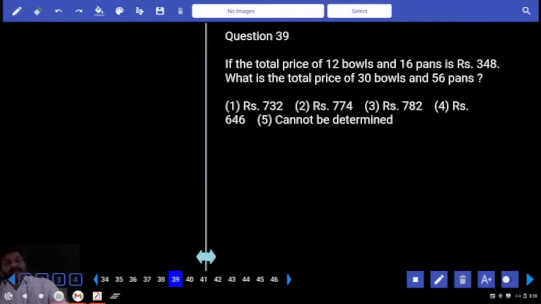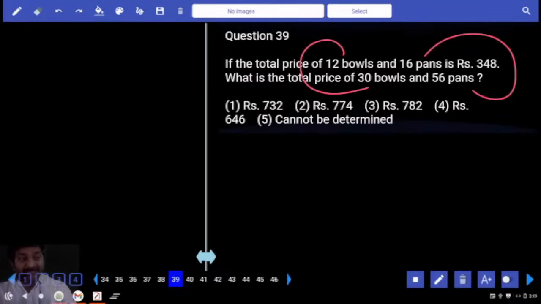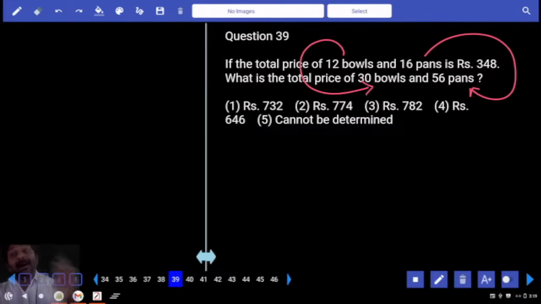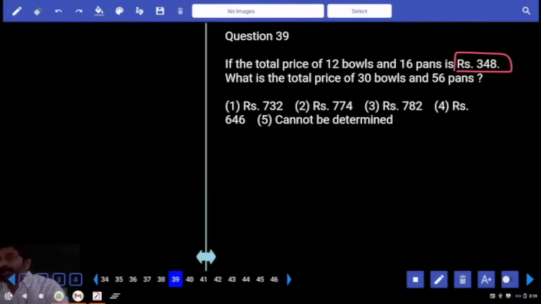If the total price of 12 bowls and 16 pence is 348, what is the total price of 30 bowls and 56 pence? Sometimes answer can be determined, sometimes answer cannot be determined. When you can answer the question, if number of bowls and number of pence increase or decrease is in same proportional, then you can answer the question. The reason being, we were given cost of few items. Both put together it is 348.